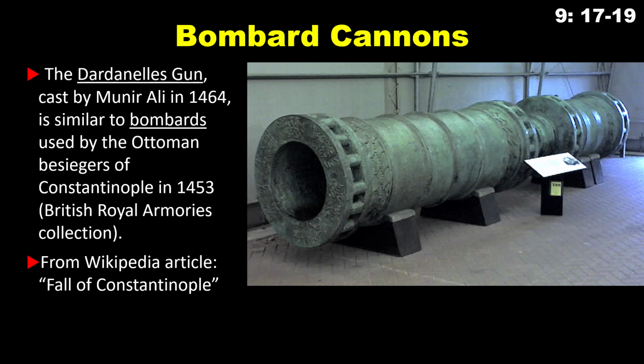This is a photo of a real bombard cannon. This is the Dardanelles gun, cast by Munir Ali in 1464. It is similar to the bombards used by the Ottoman besiegers of Constantinople. It's in the British Royal Armouries collection. And this is from the Wikipedia article on the fall of Constantinople.